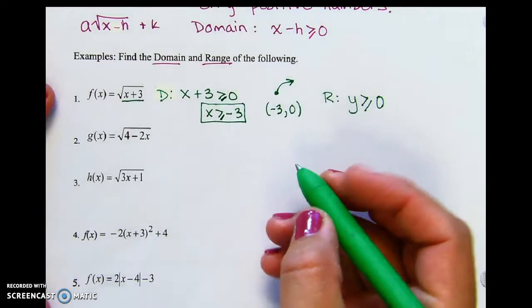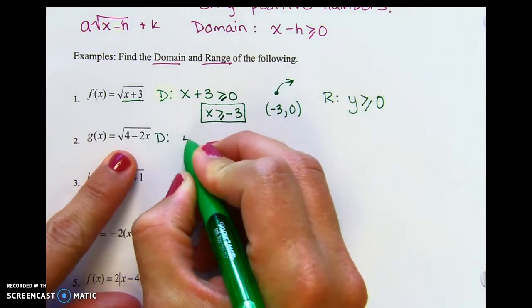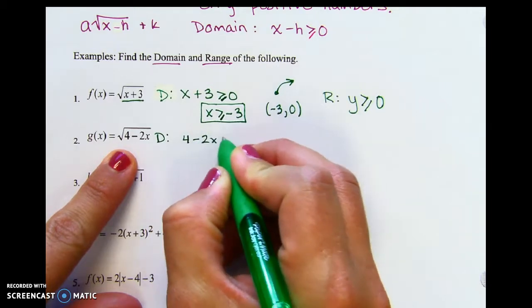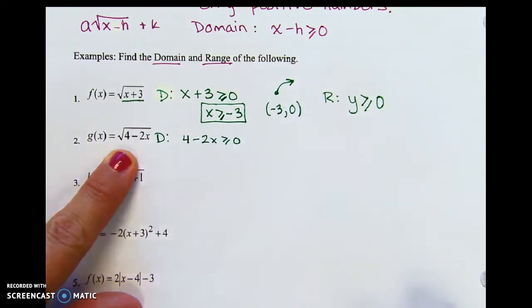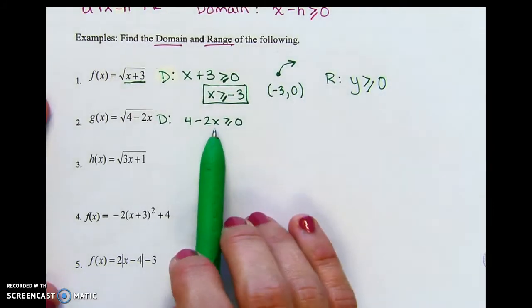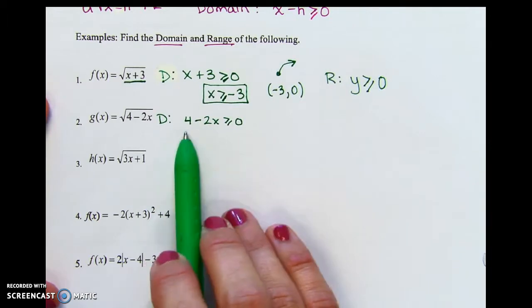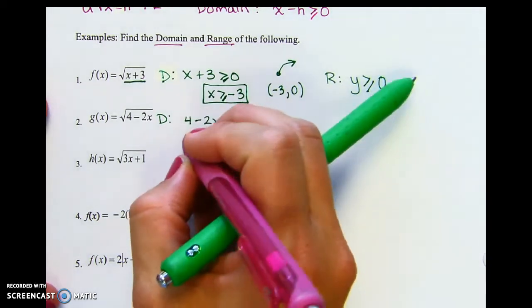Okay, let's do a few more examples. Ready? Domain. 4 minus 2x is greater than or equal to 0. Not a lot of room here. That's okay. We're going to try our best. We have to solve this for x. What do we do first? Subtract 4.